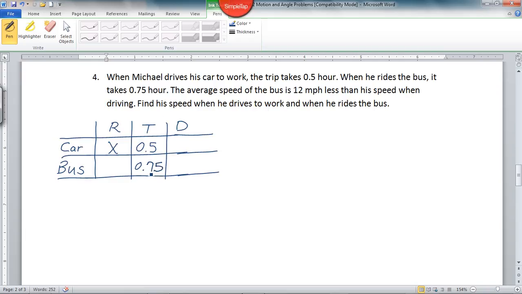The average speed of the bus is 12 miles per hour less than the speed when driving the car. How would we write that? The speed of the car is x, 12 miles per hour less would be x minus 12. So those are our rates and our times. Distance is rate times time, so we multiply the rate times the time. 0.5 times x for the car, x minus 12 times 0.75.